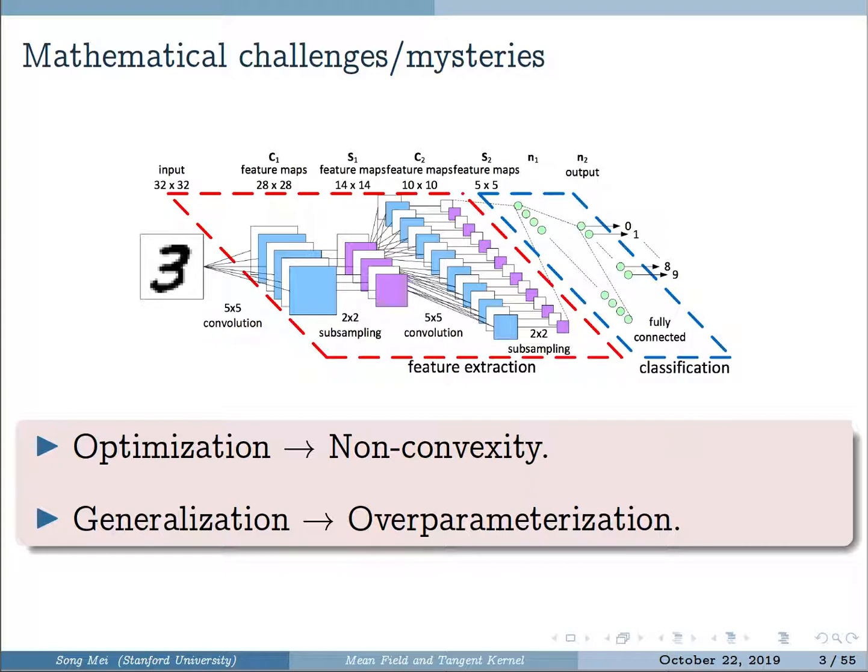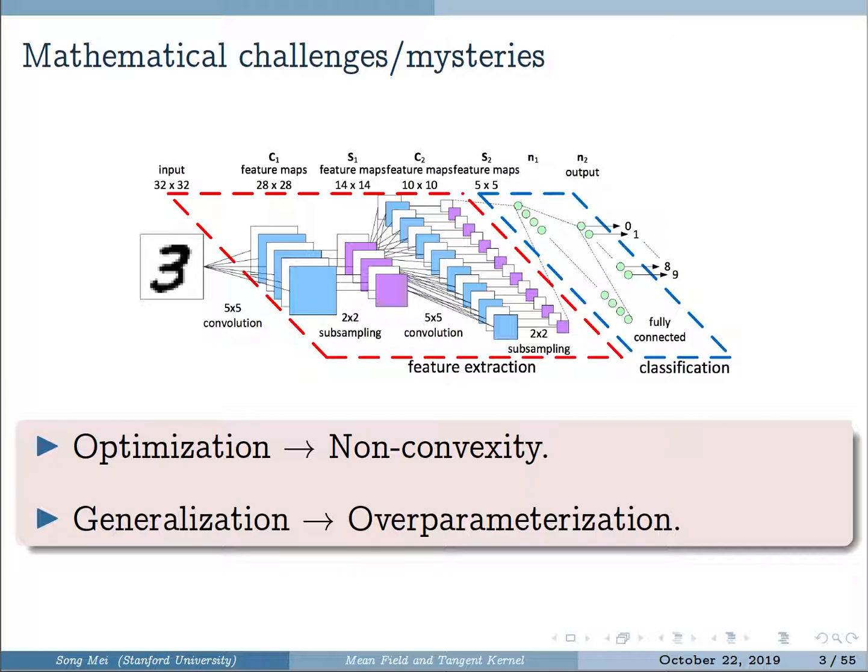The mathematical challenges of deep learning are mostly twofold. The first is about its optimization. The training loss of a deep neural network is a highly non-convex objective function, and local search algorithms could potentially find a bad optimizer. But why, in practice, does the stochastic gradient descent algorithm find near global minimizers of neural networks?